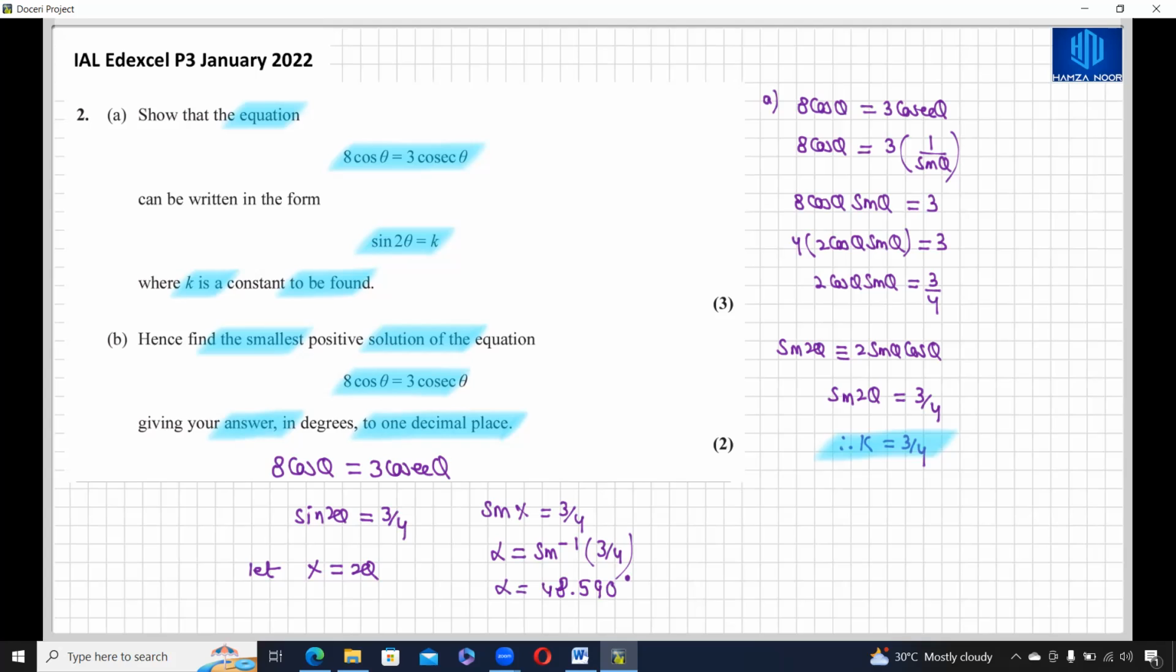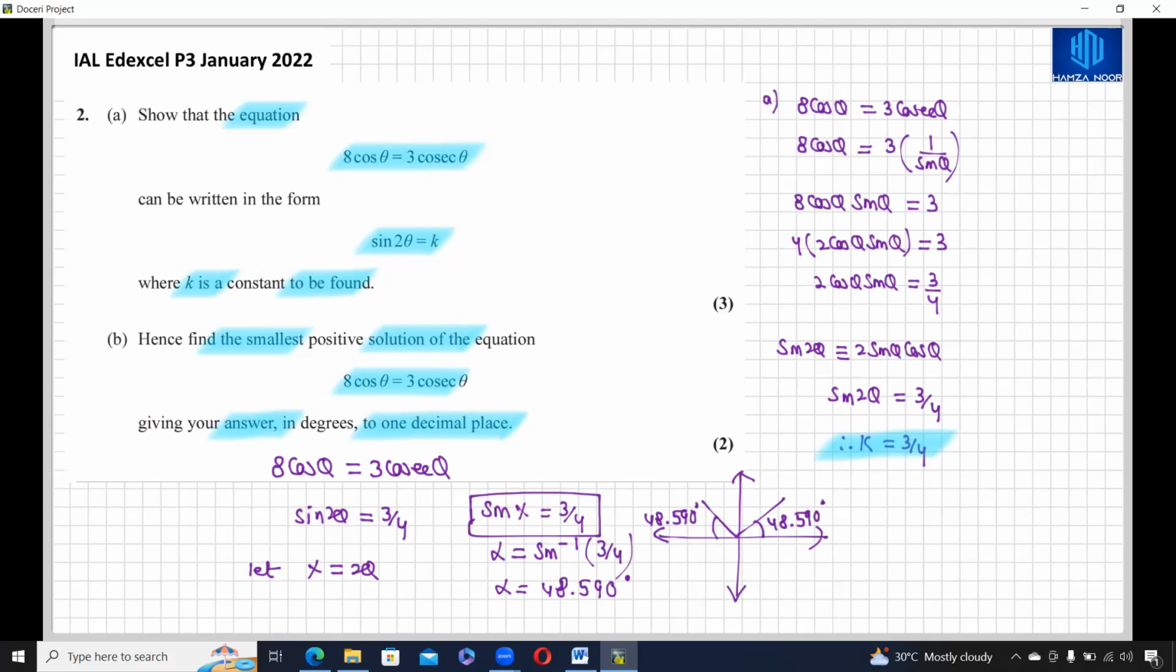We are considering a positive value of sine x, because sine x equals 3 over 4. Sine is positive in the first quadrant and the second quadrant, so we are going to make slant lines respectively here. The basic angle alpha always lies between the slant line and the horizontal axis. So 48.590 degrees here and 48.590 degrees here.